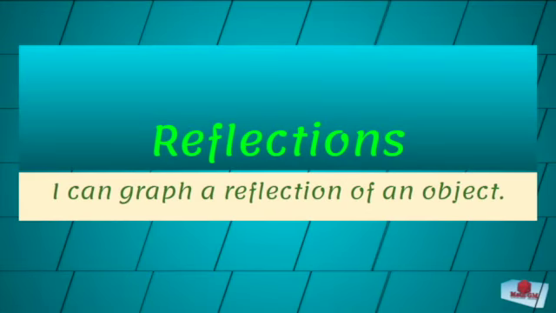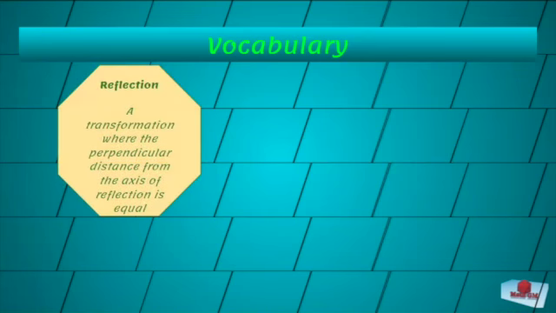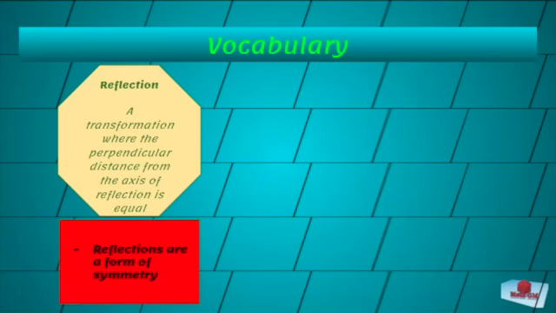In this lesson, we are going to graph reflections of an object. Okay, let's start with some vocabulary. First, what is a reflection? It's a transformation where the perpendicular distance from the axis of reflection is equal. Okay, so we'll get to that here in a second. But reflections, they're a form of symmetry.